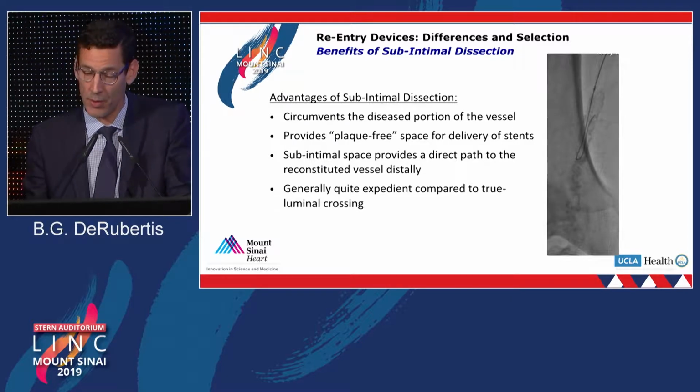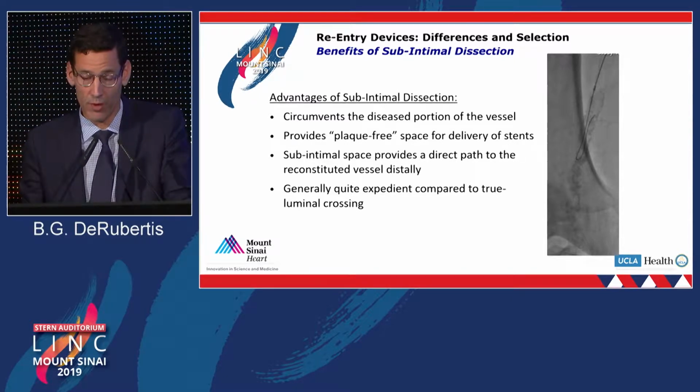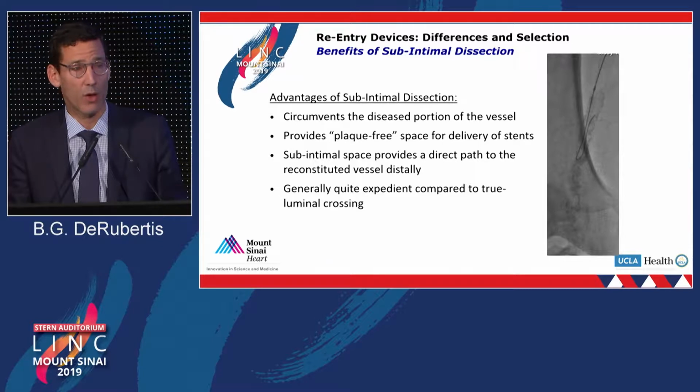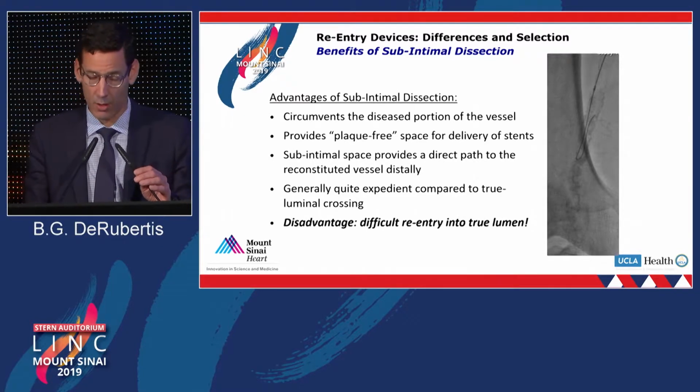By going subintimally, you basically circumvent the disease portion of the vessel. It provides a plaque-free space to some degree for delivery of stents, and can have improved expansion of stents potentially in the subintimal space. It provides a direct path to the reconstituted vessel distally, and it can be very quick in terms of crossing compared to trying to stay true luminally all the way through.